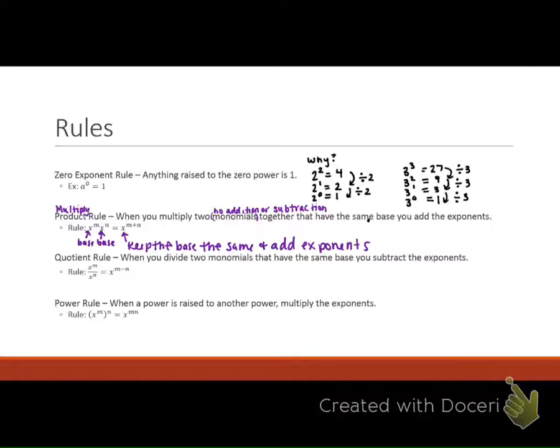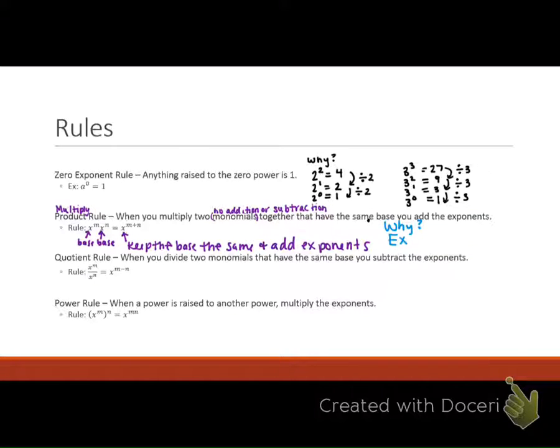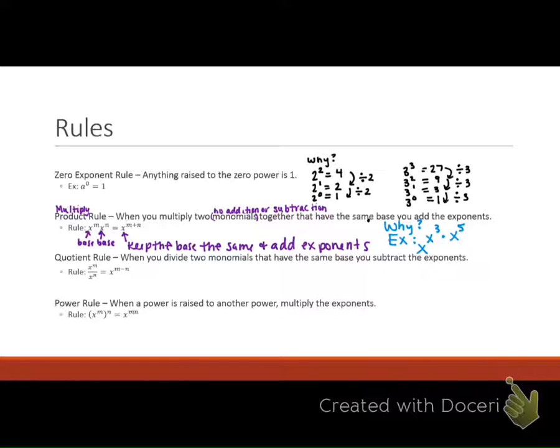So let's talk about why you're going to be adding the exponents. So go ahead and write that down. So why is that? If I give you an example of x to the third times x to the fifth, what does x to the third literally mean? It means list out x 3 times, right? So x times x times x. So what does x to the fifth mean? List it out 5 times.